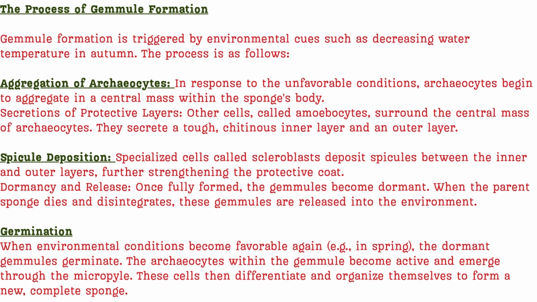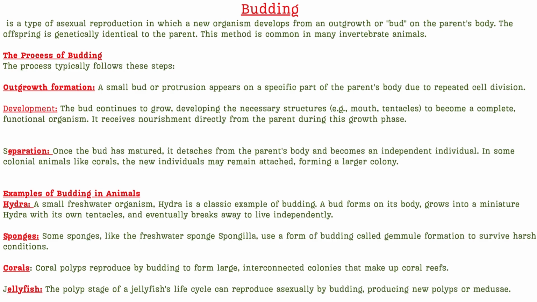Now, the final step is germination. When environmental conditions become favorable again, the dormant gemmule germinates. The archaeocytes within the gemmule become active and emerge through the micropyle. These cells then differentiate and organize themselves to form a new complete sponge.